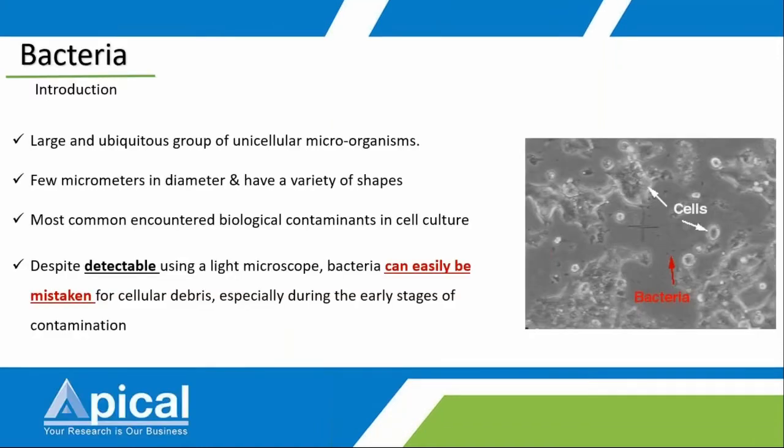Now, bacteria is basically a large ubiquitous group of unicellular microorganisms. They are a few micrometers in diameter, and they have a variety of shapes, basically circular and rod, right? They are also known to be a common contaminant in cell culture. Though you can detect them using a light microscope, bacteria can easily be mistaken for cellular debris when it is in the initial stage, and this is where confusion can take place.